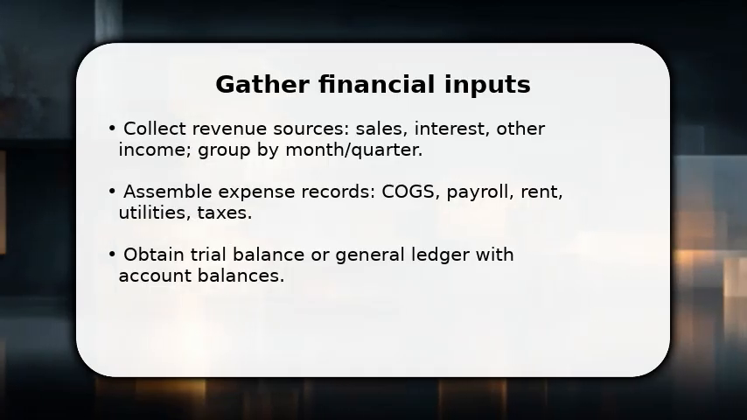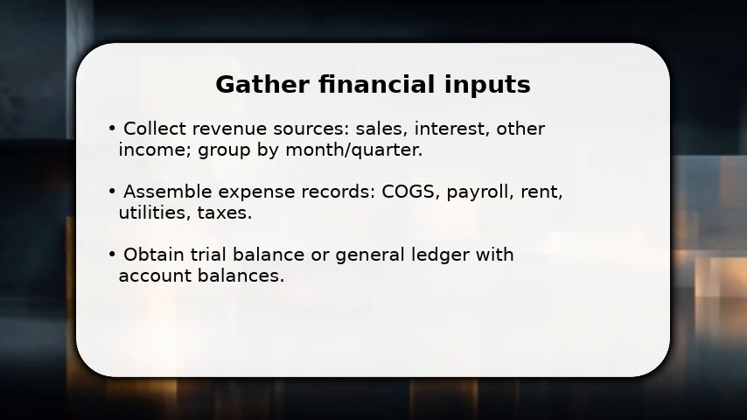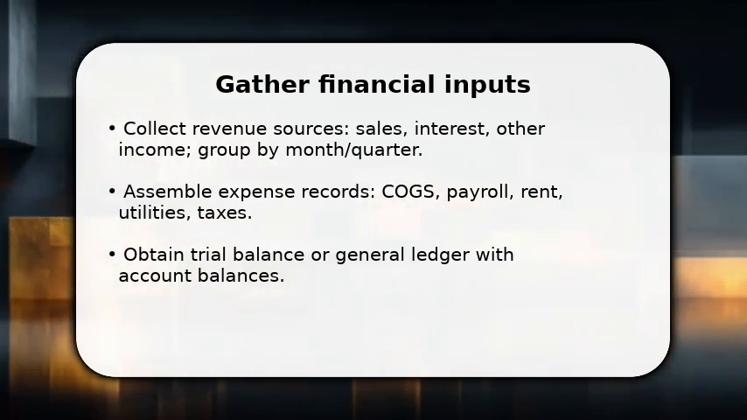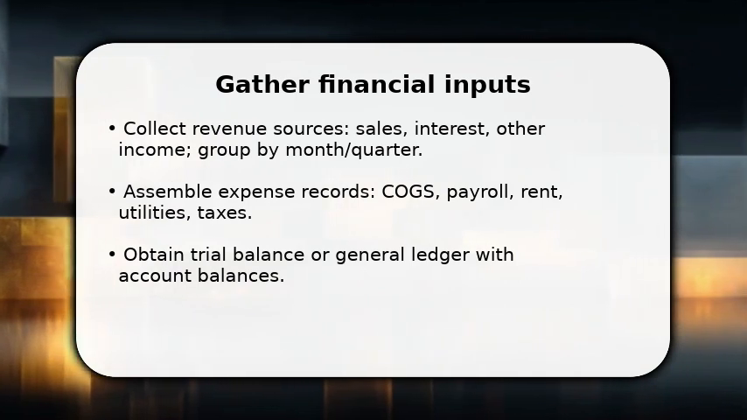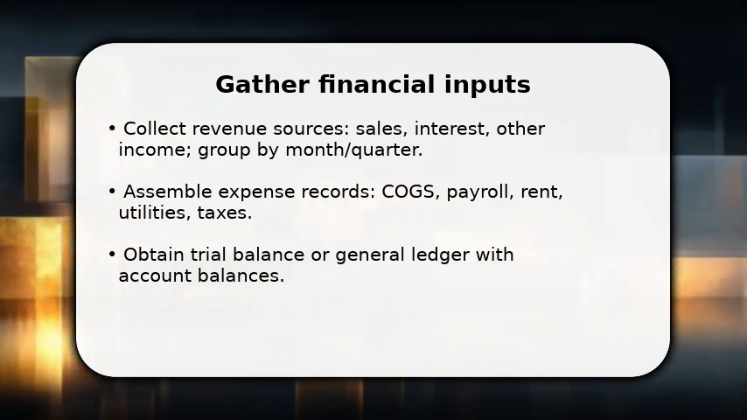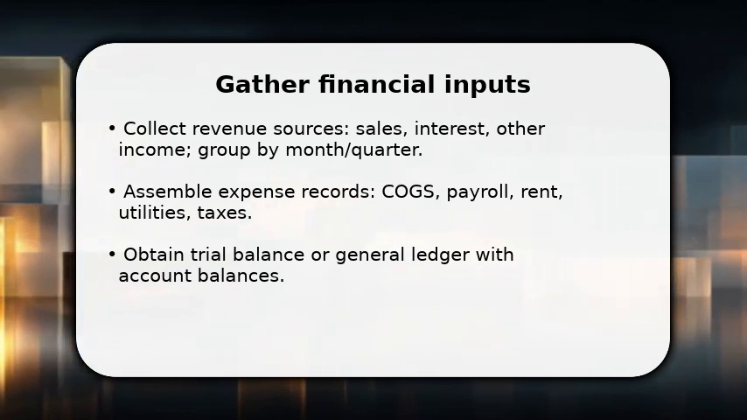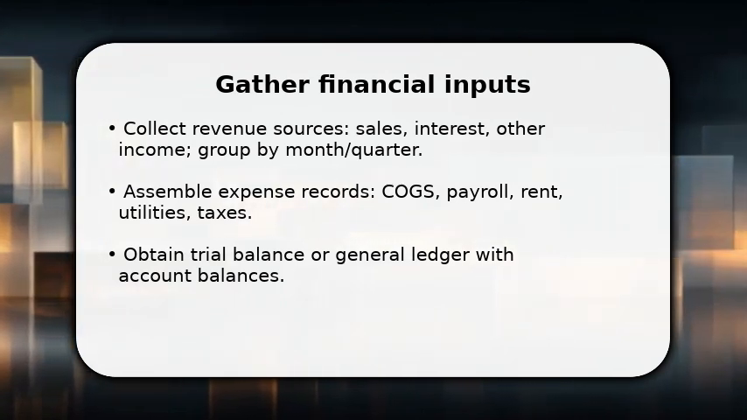Start by pulling the accounts that feed the income statement, revenue and expense ledgers, plus the trial balance. You need accurate totals so the statement balances. Errors here ripple forward. Once you have month or quarter totals, separate operating from non-operating items to clarify earnings.